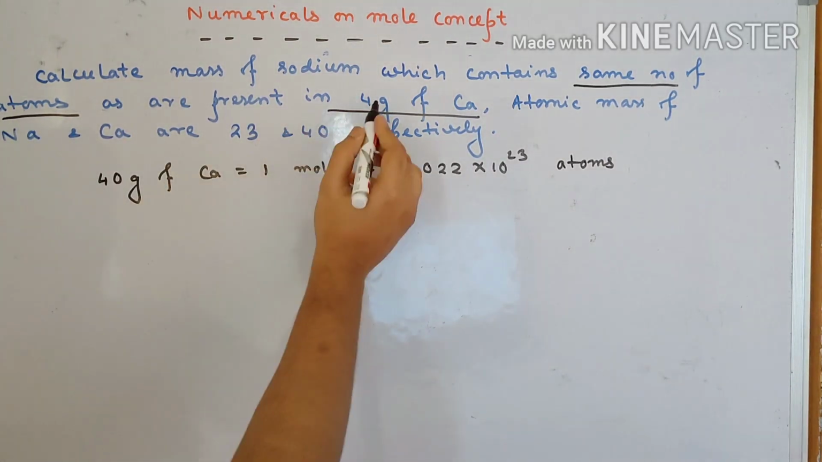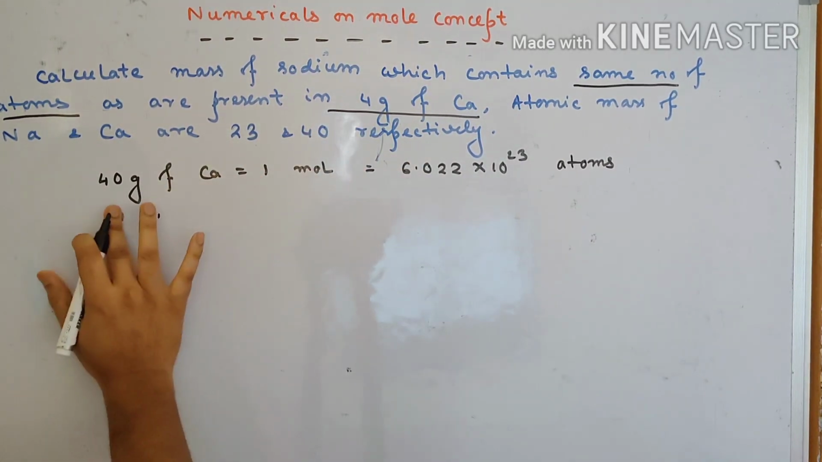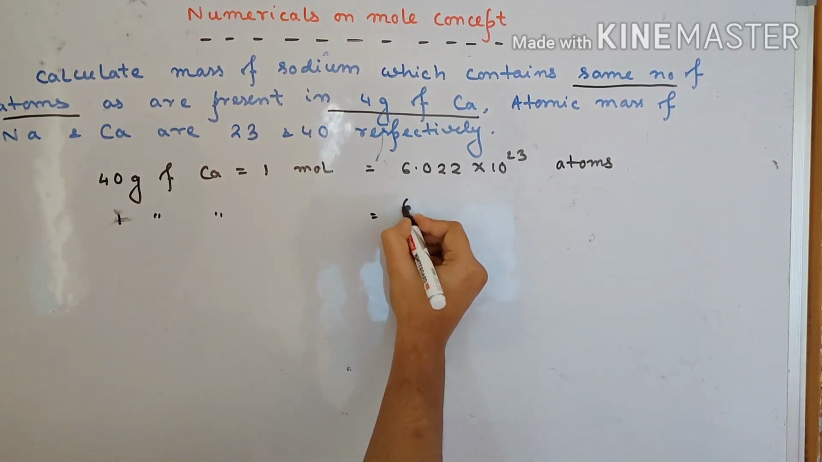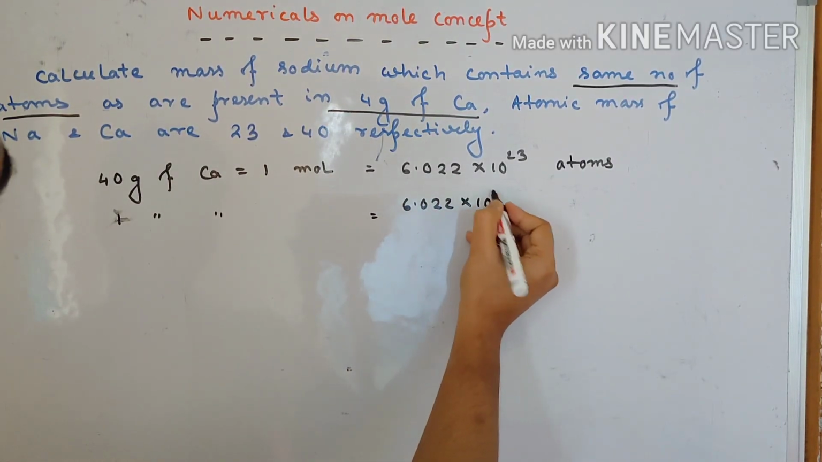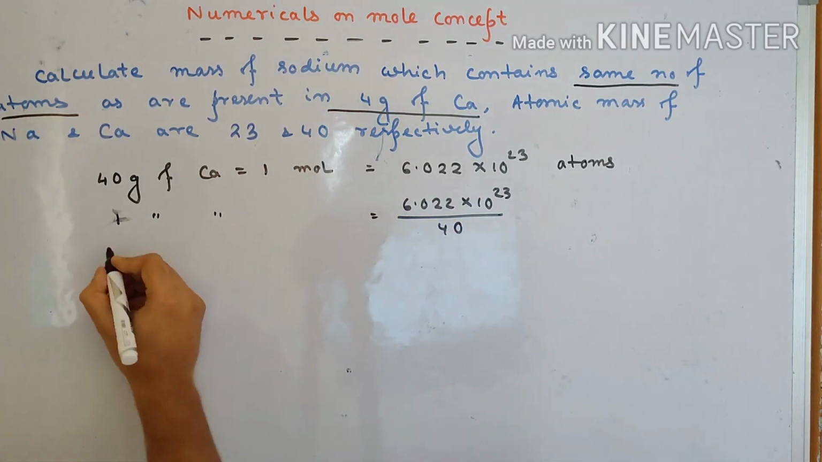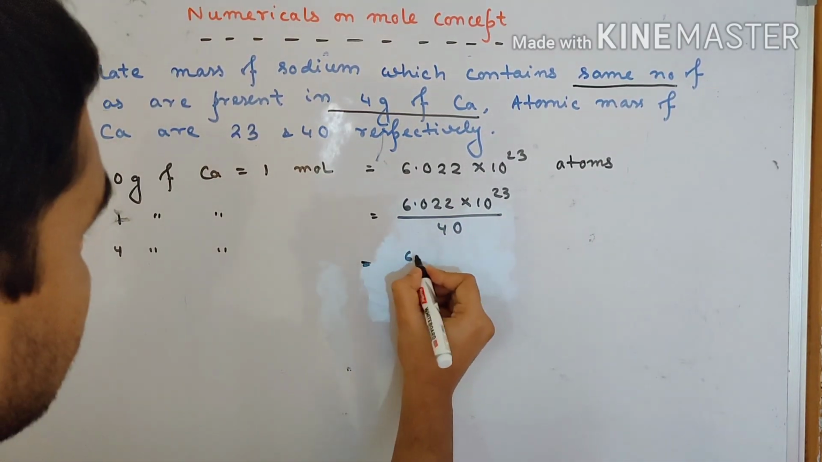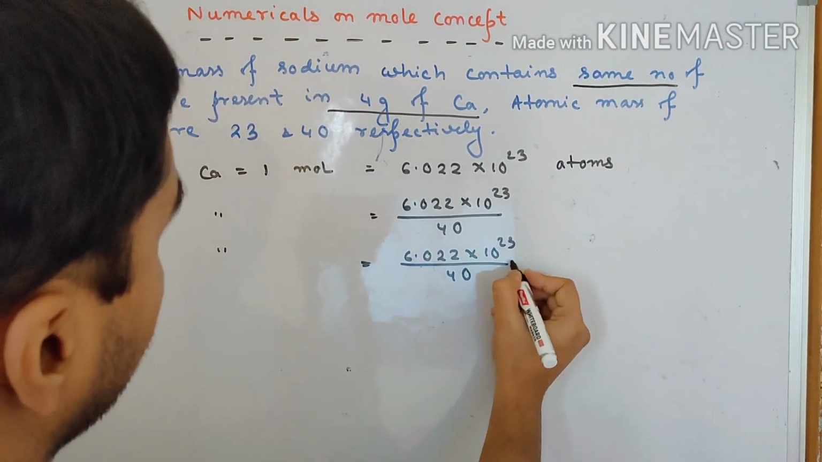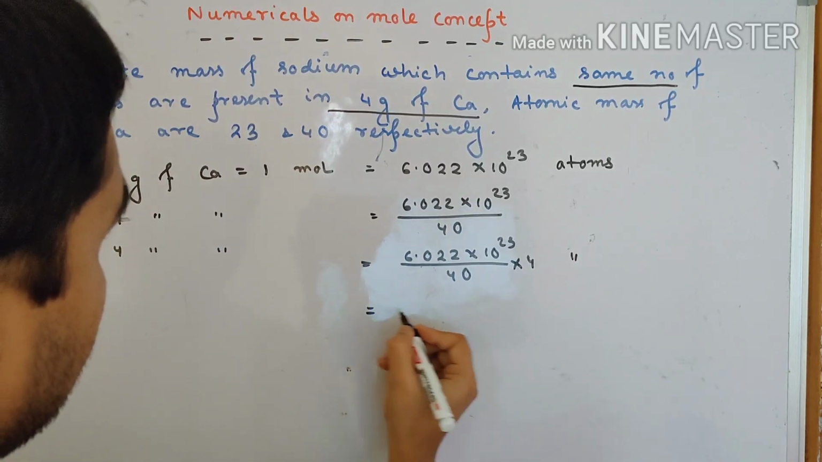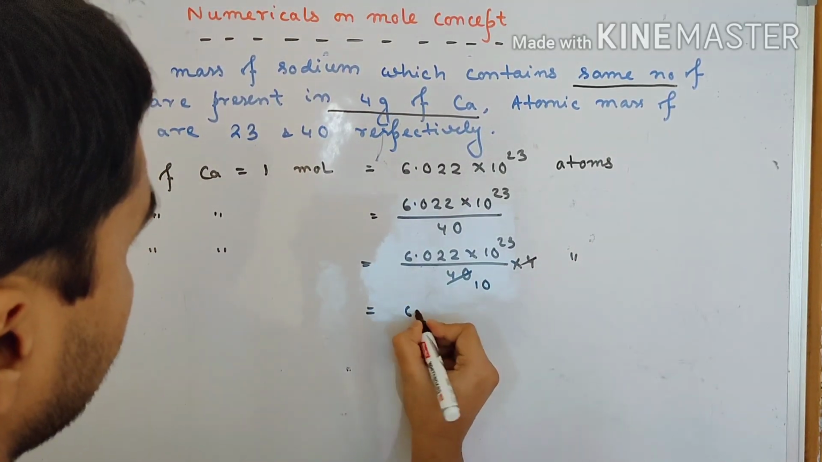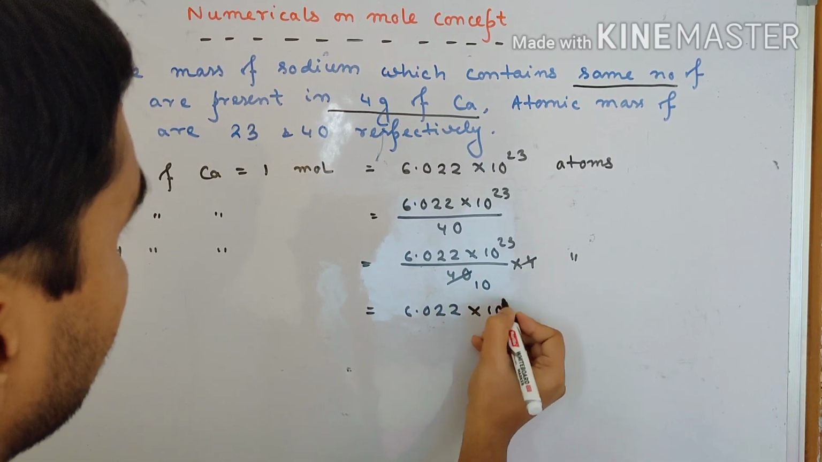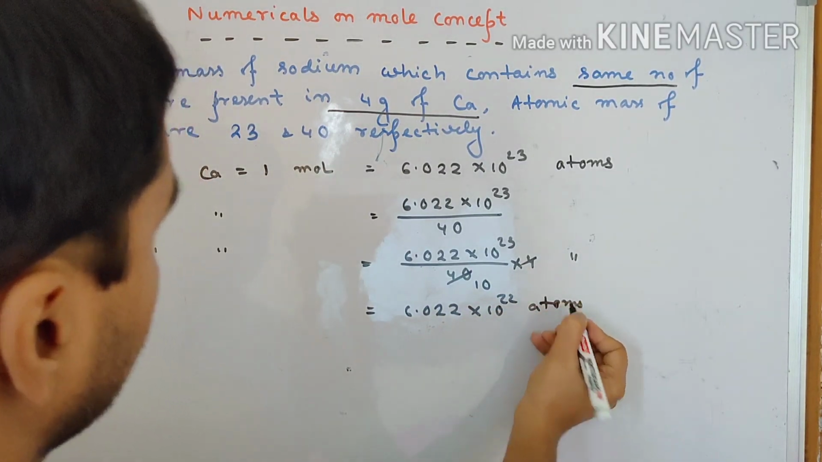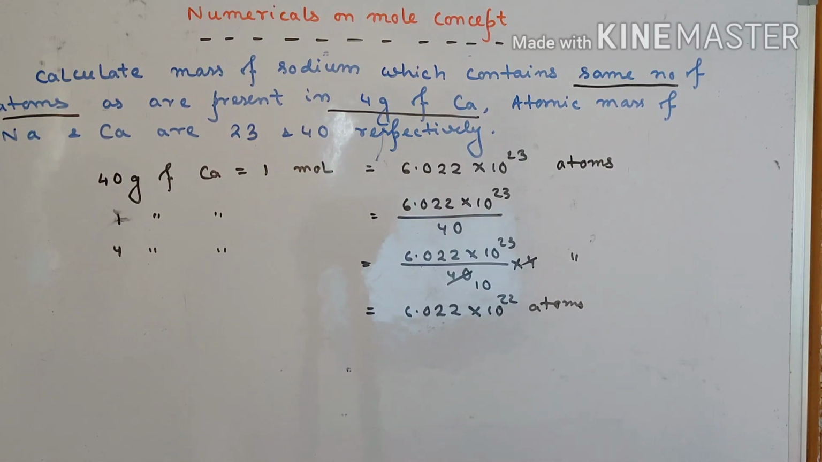So if we are talking about 4 gram, it is quite obvious that it should be 6.022 into 10 to the power 23 divided by 40, and when it is 4, it should be 6.022 into 10 to the power 23 divided by 40 into 4 atoms. So it will be 6.022 into 10 to the power 22 atoms. This is the answer.